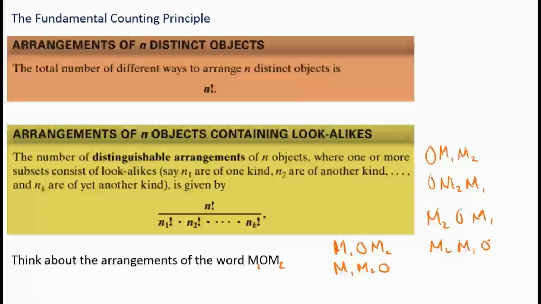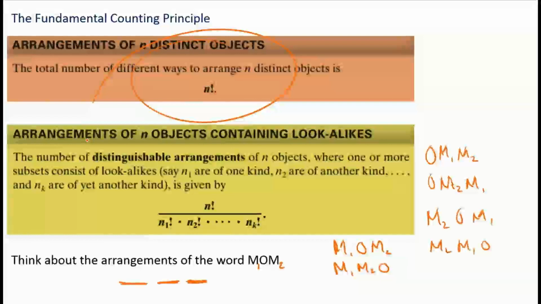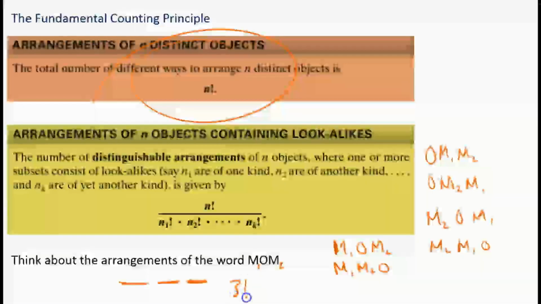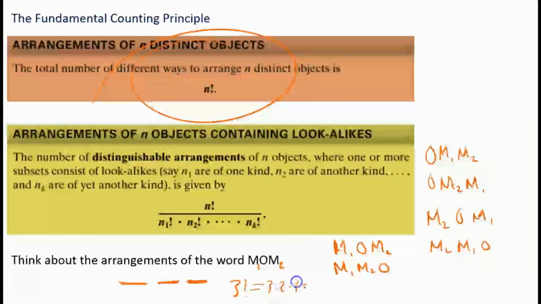Now, let's think about it in terms of a task. Remember arrange. If I use this first rule right here, the arrange is just n factorial. N is how many letters you have. It's 3 factorial. So 3 factorial equals 3 times 2 times 1, which is 6.